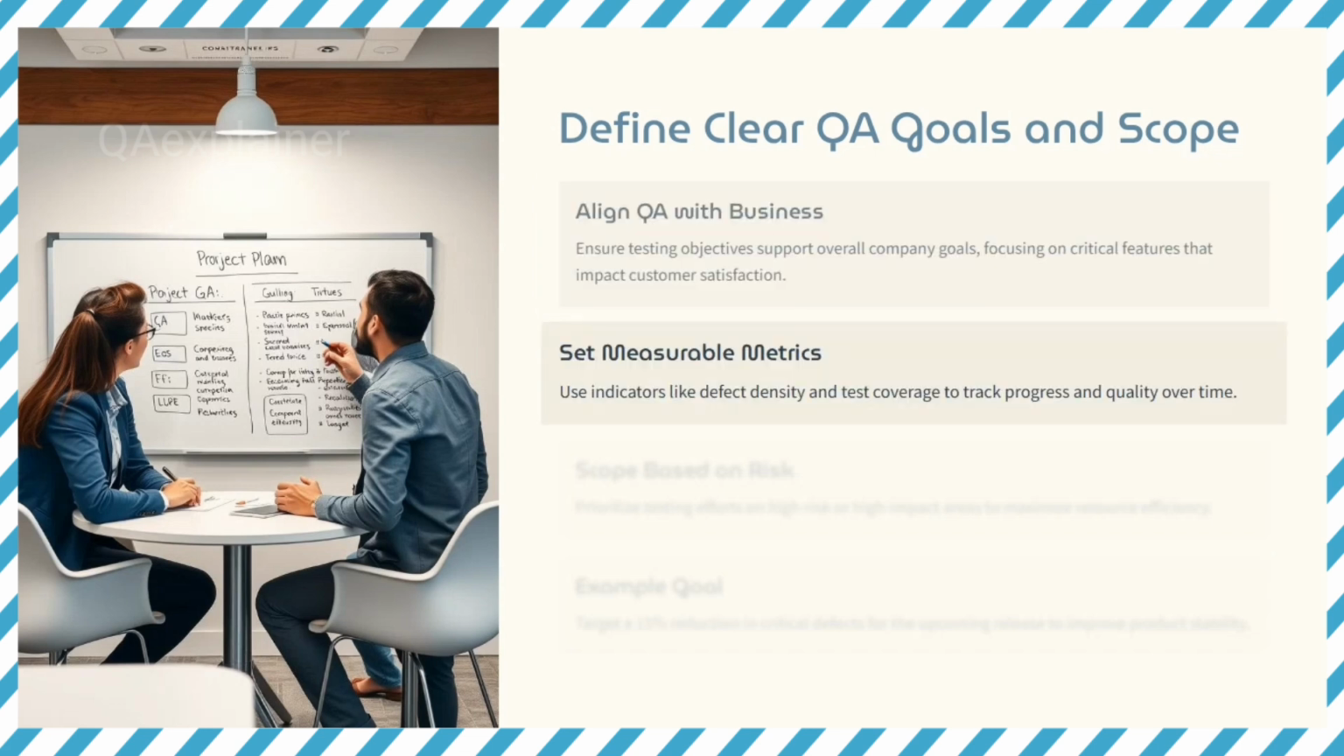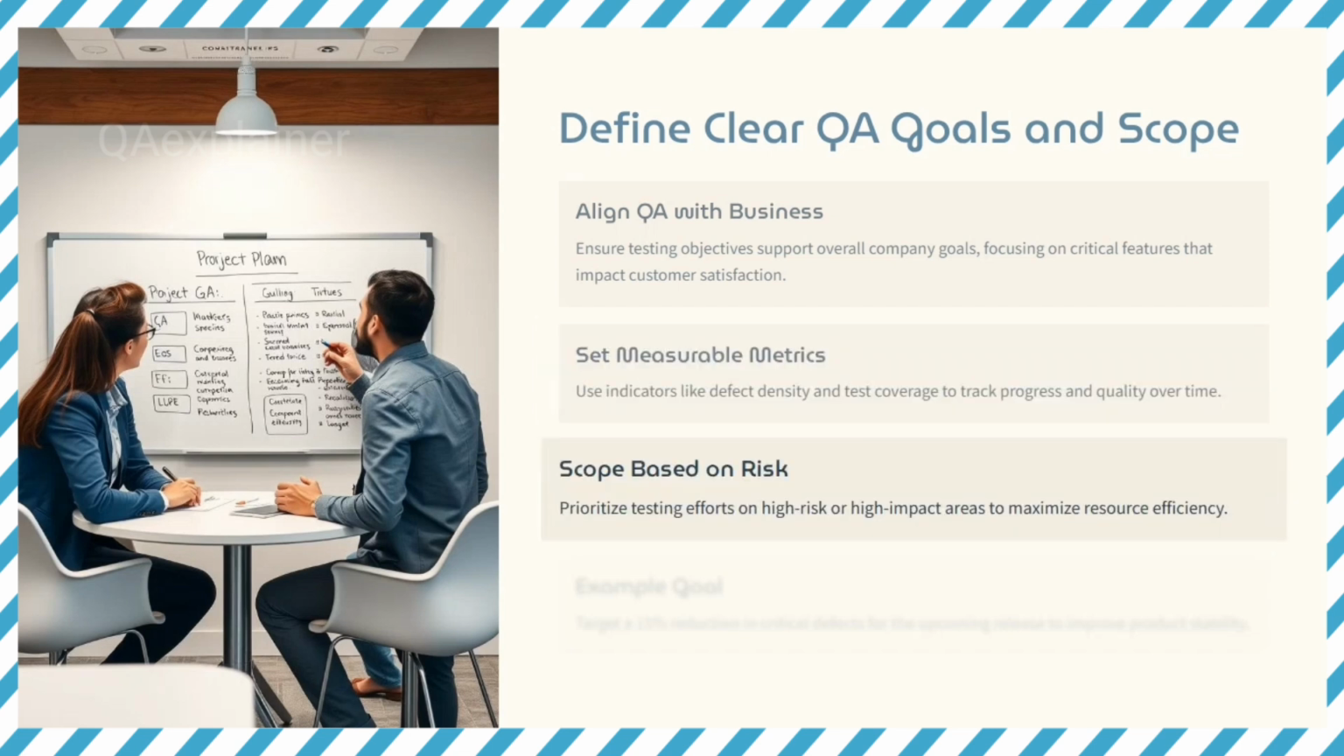Another is to set a measurable metric. Measurable metrics means indicators like defect rate, defect density, test coverage, and traceability matrix. This kind of metric is needed so we can track the progress and quality over time. This is another very important part of the QA goals.